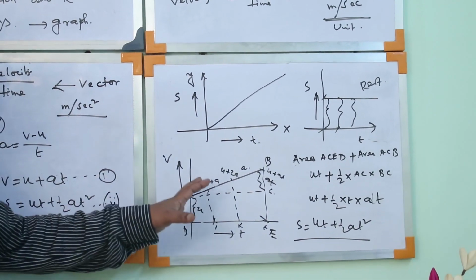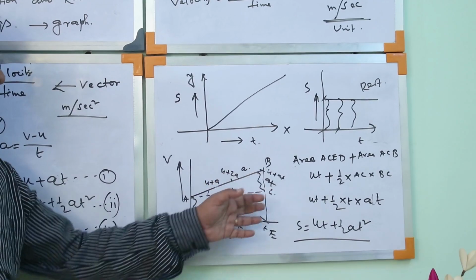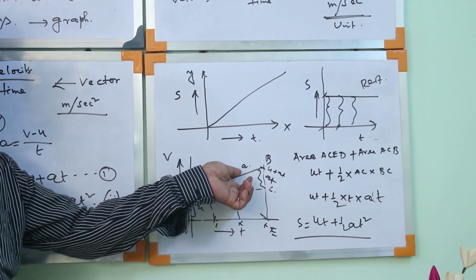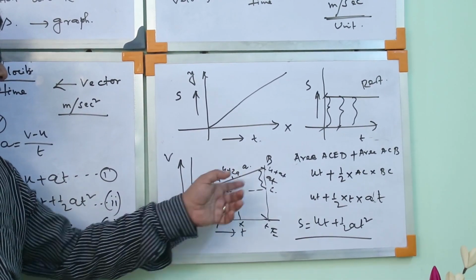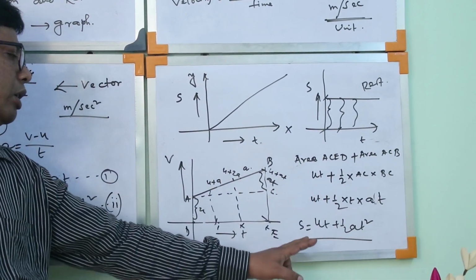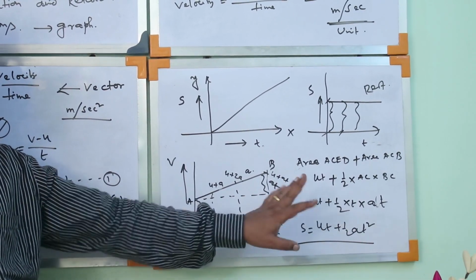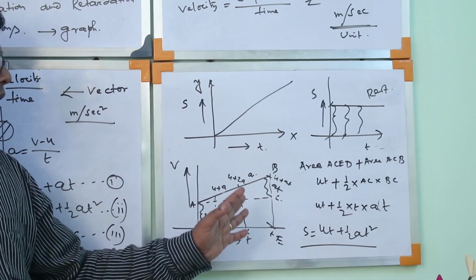So displacement you can calculate from the graph also. Total area of the graph means area of the rectangle plus area of the triangle. The area of the rectangle is equal to ut, the area of the triangle is equal to half at square. So total displacement s is equal to ut plus half at square. This is the graphical representation for an accelerated body.